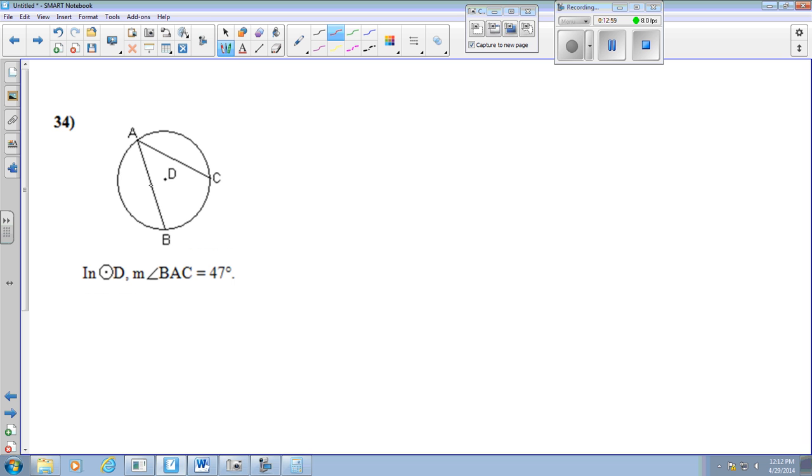And the last one that I'm going to do today is if this BAC, it's an inscribed angle, is 47, find the arc. The measure of the angle is 47, so then the arc would have to be twice that, or 94 degrees.